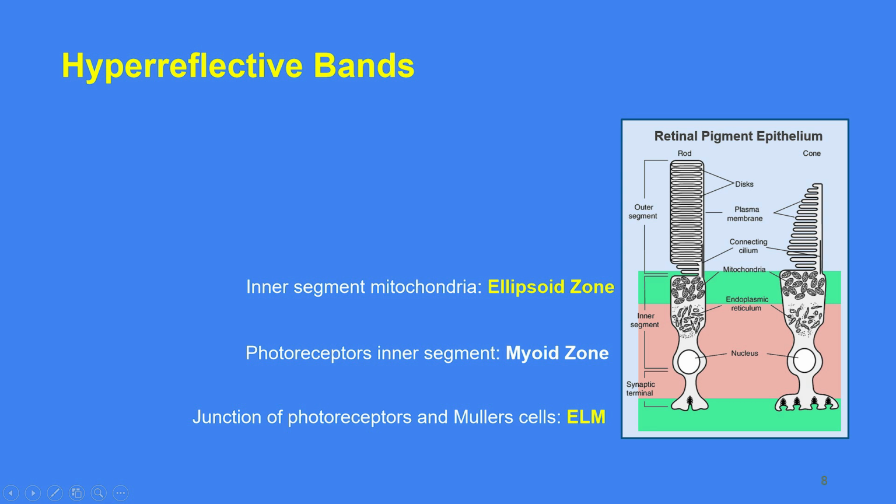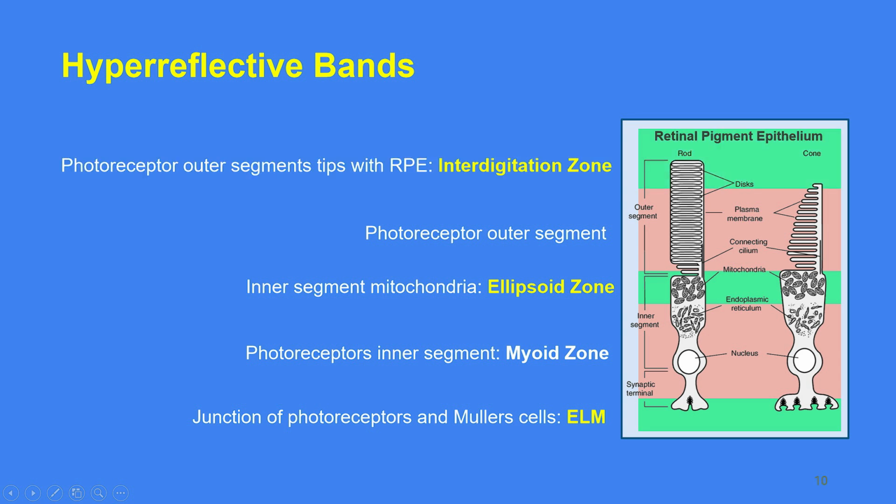on OCT. Following ellipsoid zone, the hyporeflective zone on OCT corresponds to the photoreceptor's outer segment. And the innermost hyperreflective line just flush with retinal pigment epithelium complex is the interdigitation zone, which is actually the interdigitation of photoreceptors' outer segment tips with the retinal pigment epithelium.